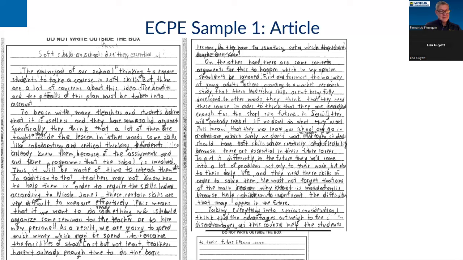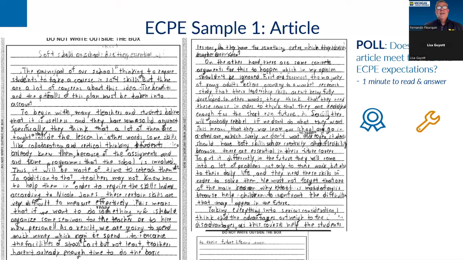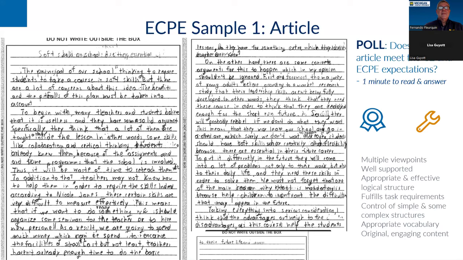But so far we have about 50% of the people saying that this meets the ECPE expectations, the C2 requirements, slightly 53% say yes, 47% at this point say no. This is very evenly divided. Okay, so multiple viewpoints, this is mostly well supported. There's an appropriate and effective logical structure of the whole response, the article. It fulfills the task requirements. There's control of simple and some complex structures. Vocabulary is appropriate. The response is original. The content is relevant and engaging, so this is passing.